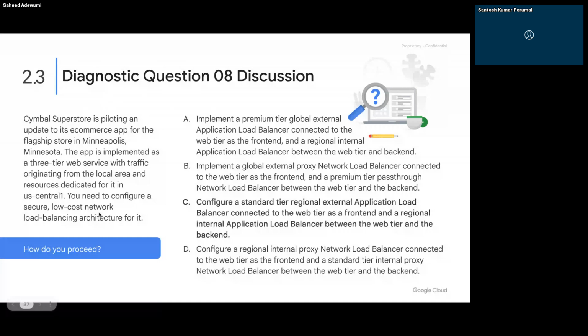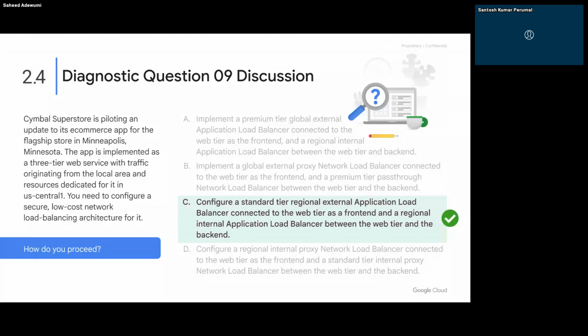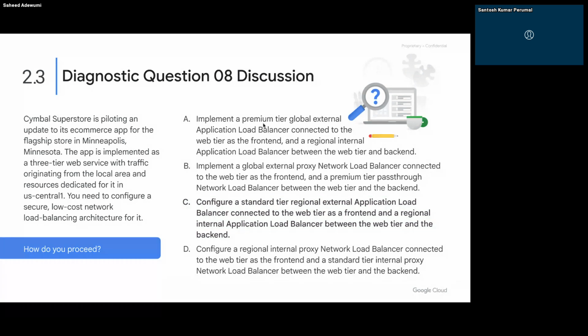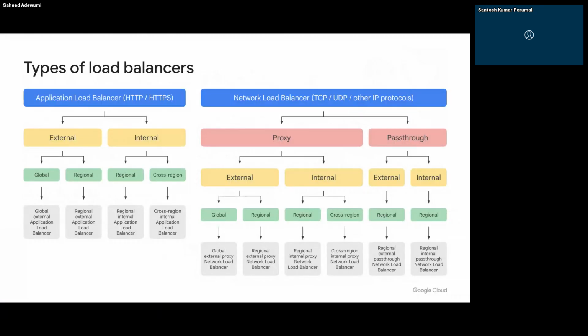network and load balancing. Load balancing, as it sounds, is how users can have access to your infrastructure without any issue and make sure it is very secure. Here we have option C. We have different options here, but this one is implementing a premium tier global external application load balancer connected to the web tier as the front end. Before I go on, let us approach this before coming back to solve it.